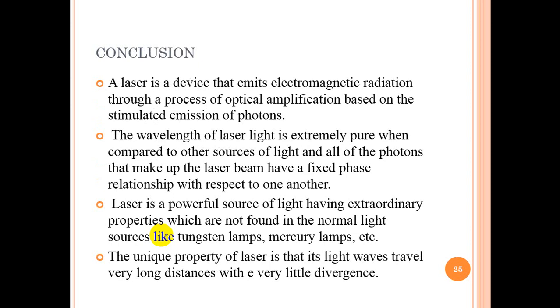Now coming to the conclusions, a laser is a device that emits electromagnetic radiation through a process of optical amplification based on the stimulated emission of photons. The wavelength of laser light is extremely pure when compared to other sources of light, and all the photons that make up the laser beam have a fixed relationship with respect to one another.